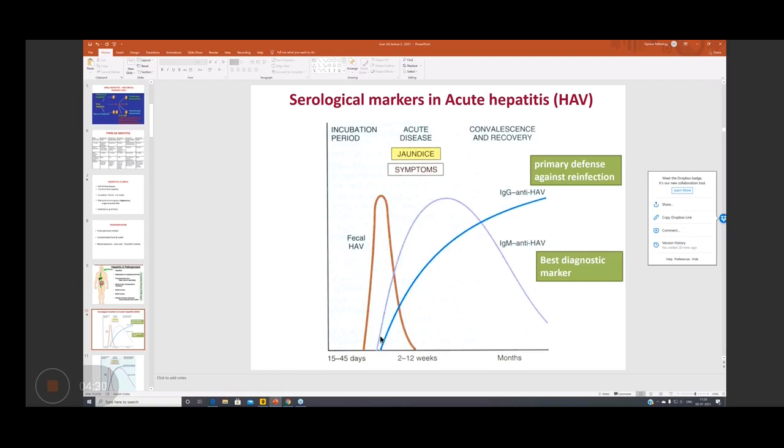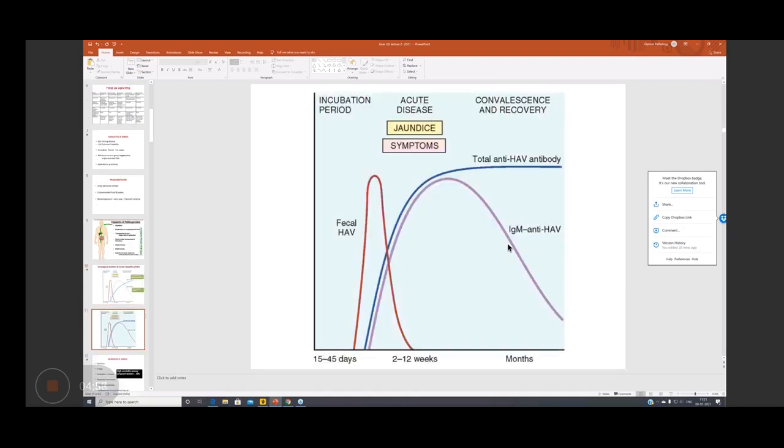And once the symptoms start, then the antibody titers also start rising. That is IgM and IgG antibodies to hepatitis A virus. Now, IgM, if it is present, is indicative of an acute infection, because once the infection is over and the patient is recovering or in the convalescent period, it will go down, whereas IgG will remain up. Therefore, the best diagnostic marker is IgM. Whereas if there is a difference between the total antibodies and the IgM titer, and that difference is sufficient, that means the patient is in recovery and now the IgG titers are higher.